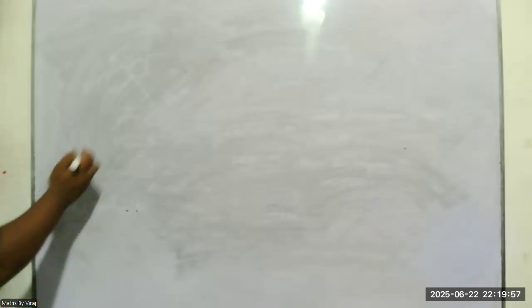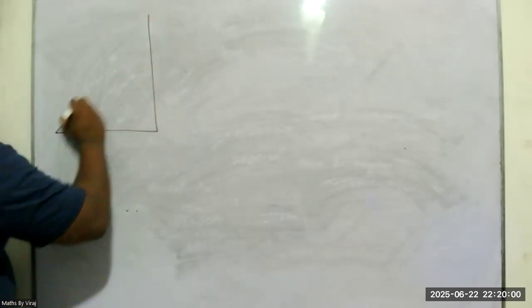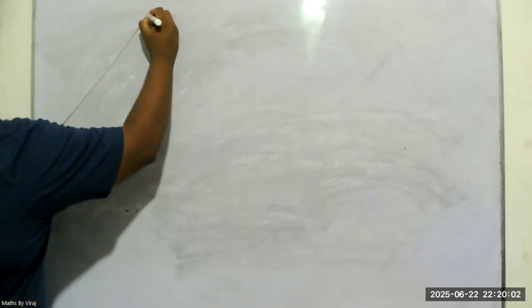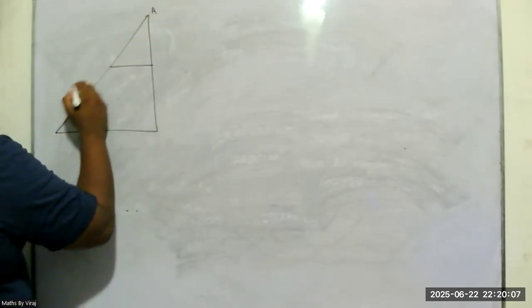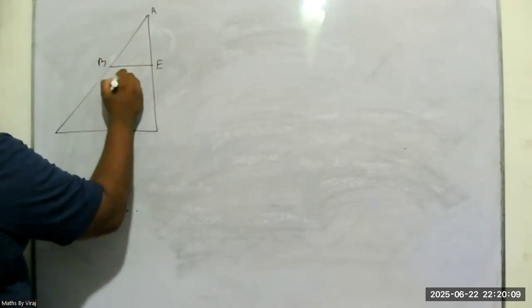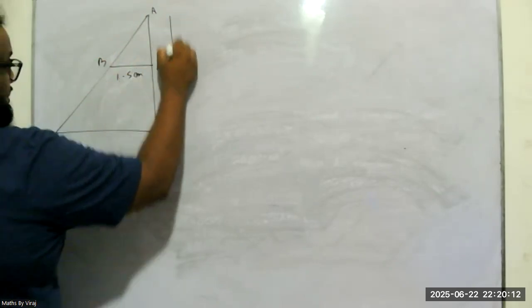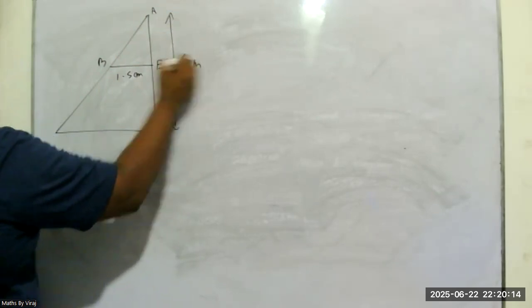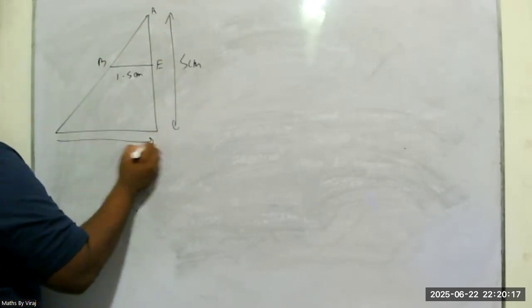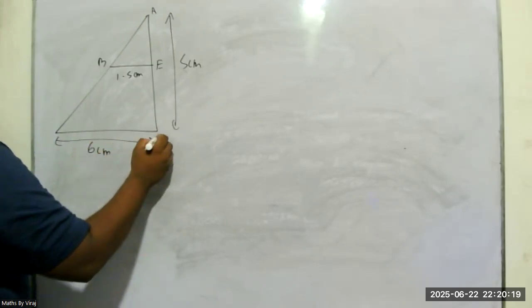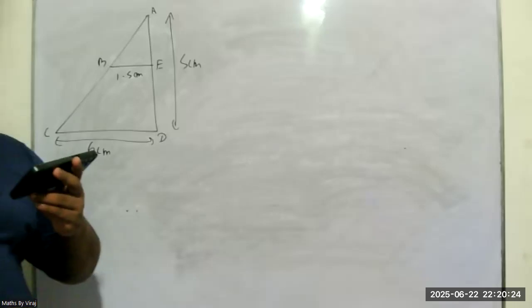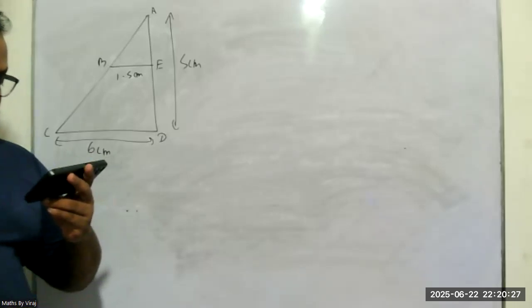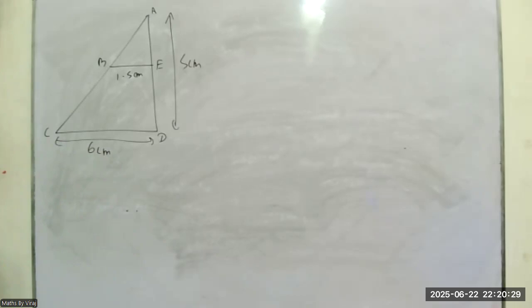Now let's look at the other one. We have a triangle A, B, C, and here we have another point E, 1.5 centimeters. The total height is 5 centimeters, and this is 6 centimeters. A, B, C, and A, E, D are two straight lines.